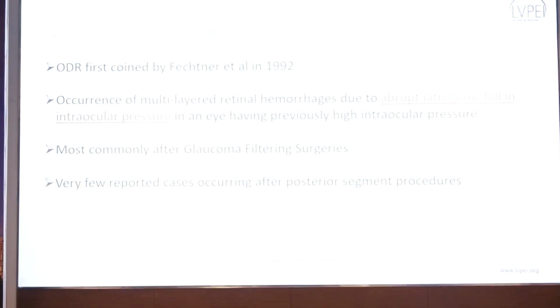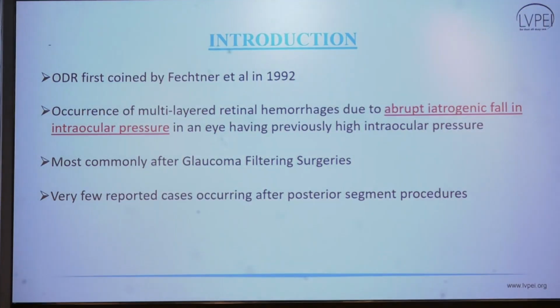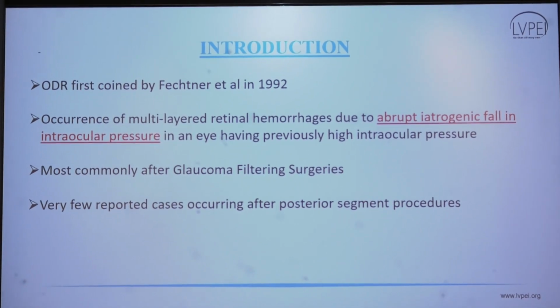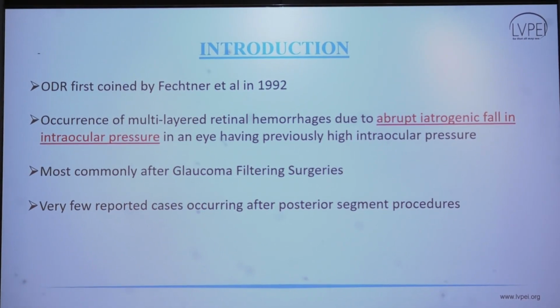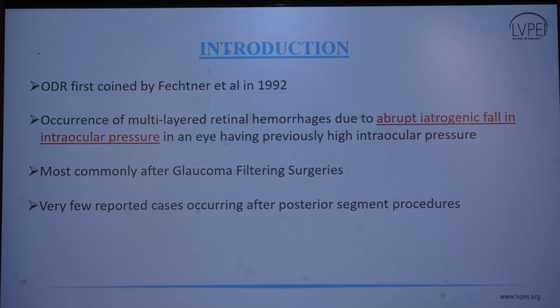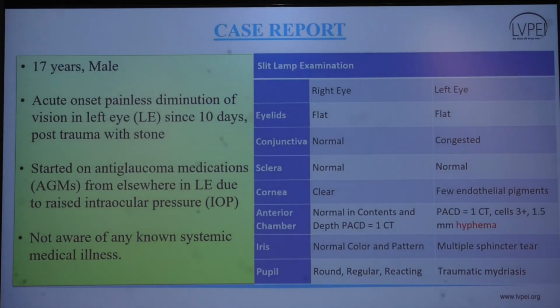Ocular decompression retinopathy was first coined by Fechner et al. in 1992, wherein you can see multiple layered retinal hemorrhages due to an abrupt and iatrogenic fall in intraocular pressure in an eye previously having high intraocular pressure. It usually occurs after glaucoma filtering surgeries, but there are a few case reports wherein this condition can also occur after posterior segment procedures as well. So keeping that background in mind, we'll look at the case report.